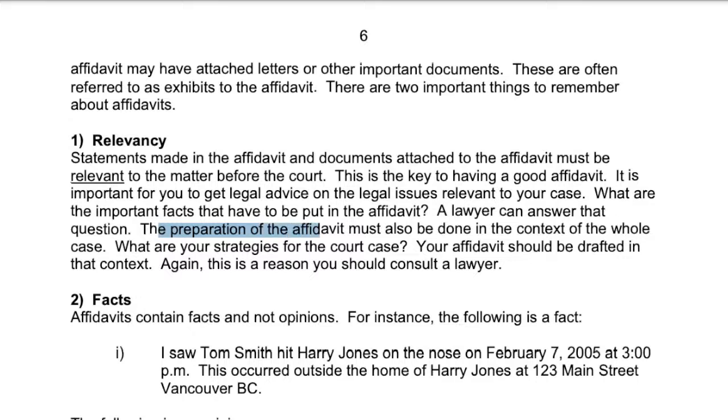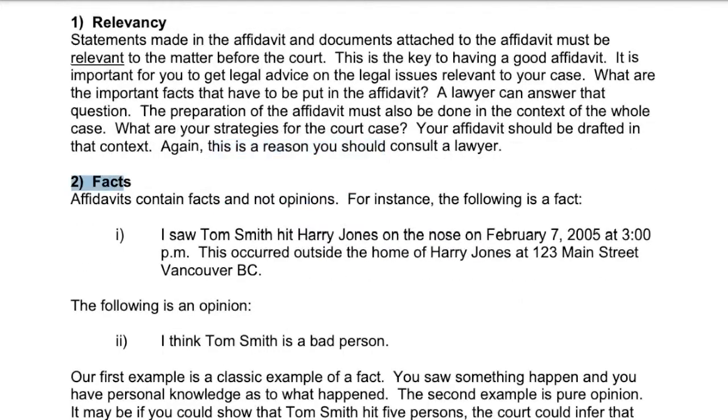The preparation of the affidavit must also be done in the context of the whole case. So we're looking at the completeness, right? What are your strategies for the court case? Your affidavit should be drafted in that context. Again, this is a reason you should pay attention.